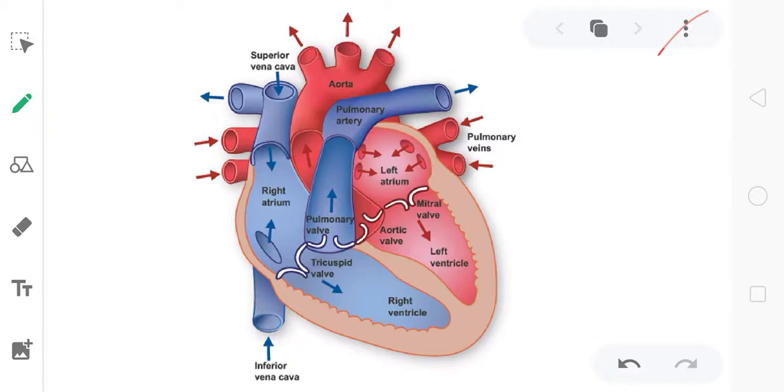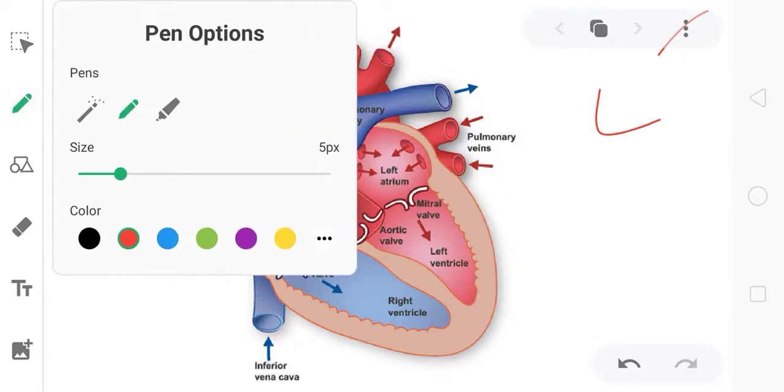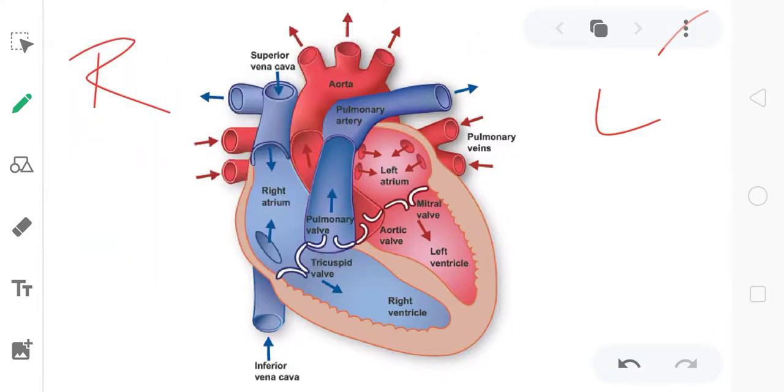You can see this is the right side of the heart, this is the left side of the heart. Through the superior vena cava, this is the superior vena cava, this is the inferior vena cava, the deoxygenated blood of the body comes to the right atrium.